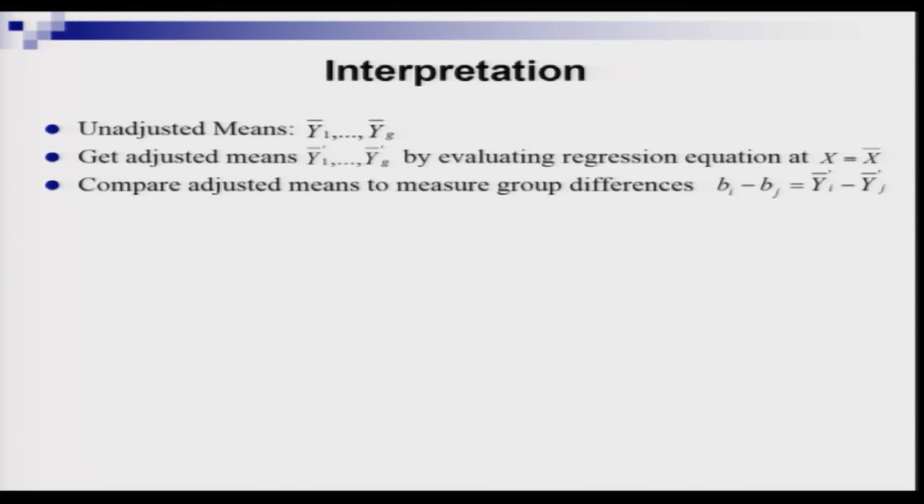Once these adjusted means are computed for various groups, you can measure the group differences by subtracting two such groups. This can be done by taking the difference of y bar i prime and y bar j prime. So, you calculate these adjusted means, and if you take the difference between two such means, that will tell you about the group difference. So, we come to an end of our discussion on analysis of variance.